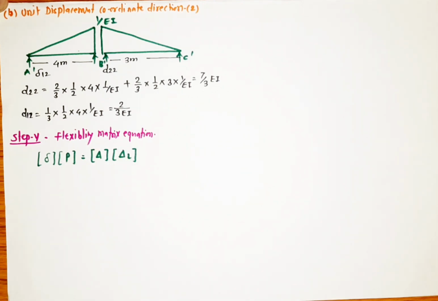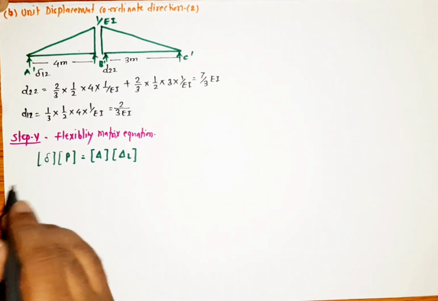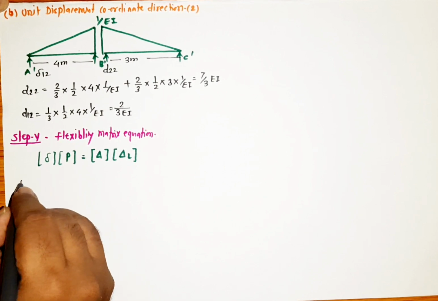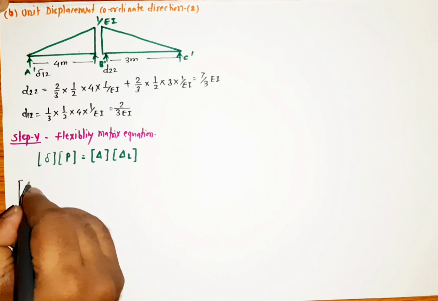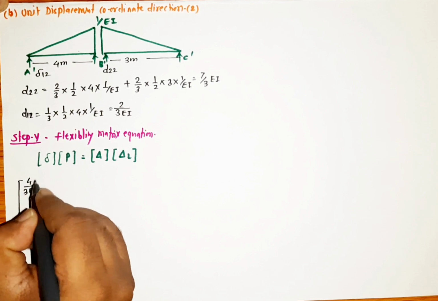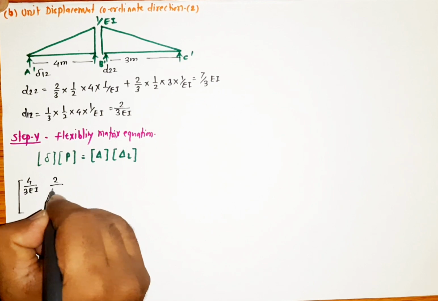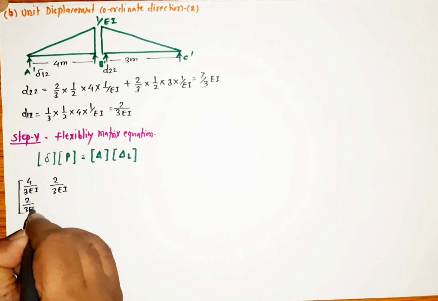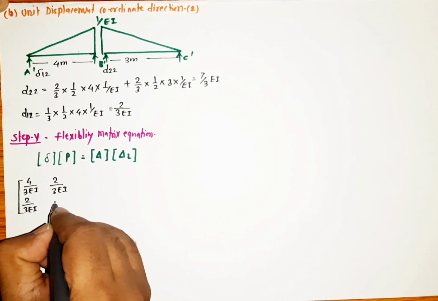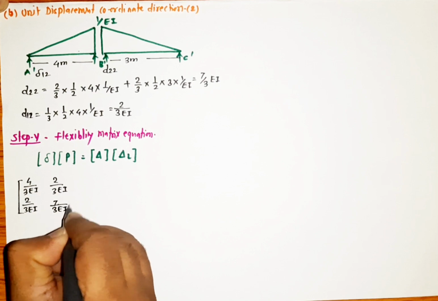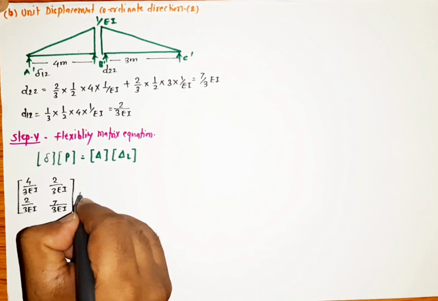This is nothing but a delta matrix. Now we'll substitute all these values in the flexibility matrix. Here in the flexibility matrix, first is the delta matrix, that is nothing but 4 upon thrice of EI, which we calculated already, then 2 upon thrice of EI, then again 2 upon thrice of EI, and the last is 7 upon thrice of EI. So this is all about the delta matrix.